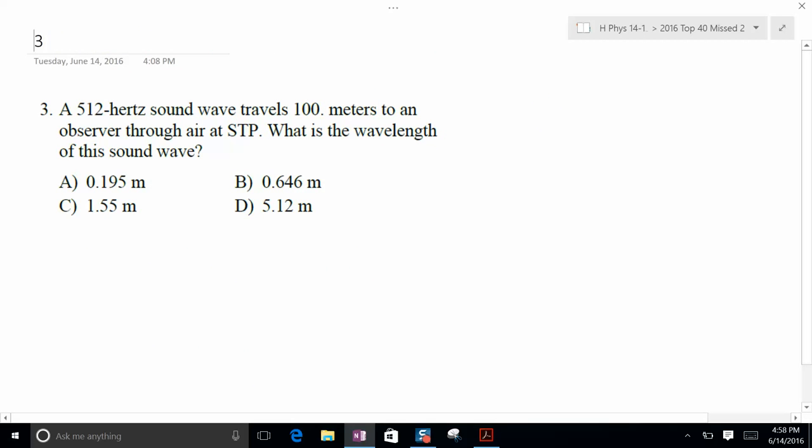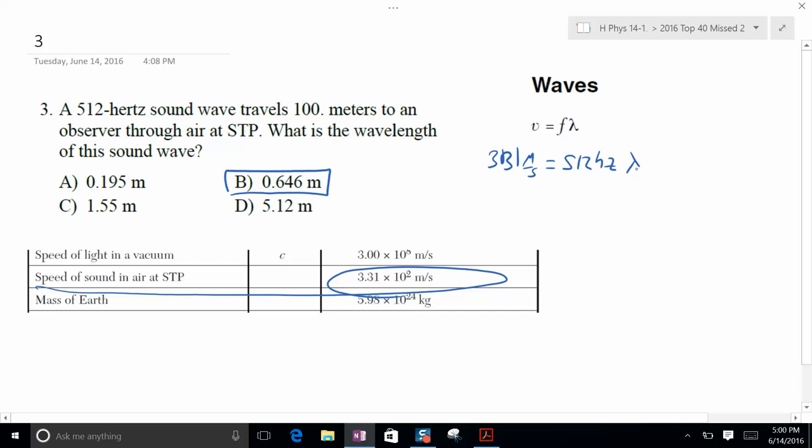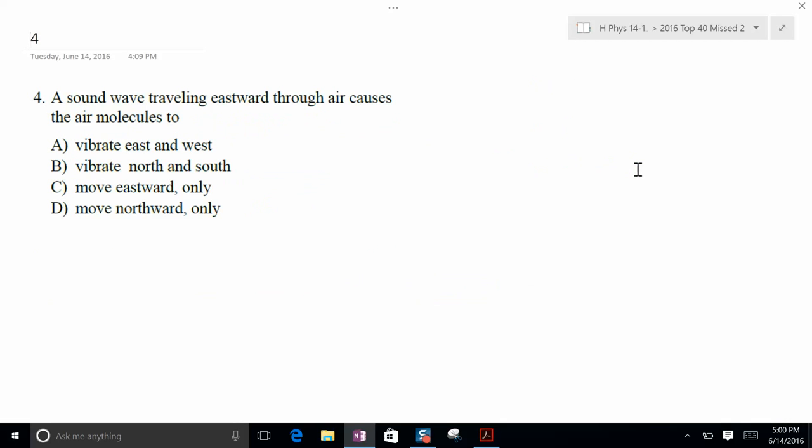Question three. The answer is B. Again, the speed of sound in air is 331 meters per second. And the frequency they give you is 512 hertz. So the wavelength is 0.646 meters. Question four.